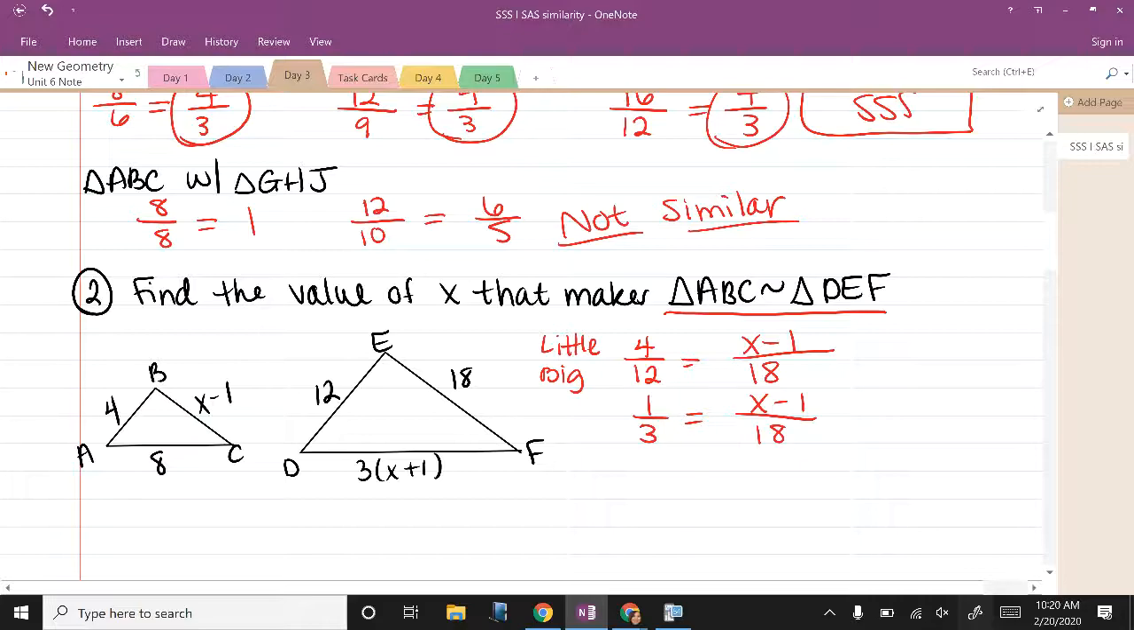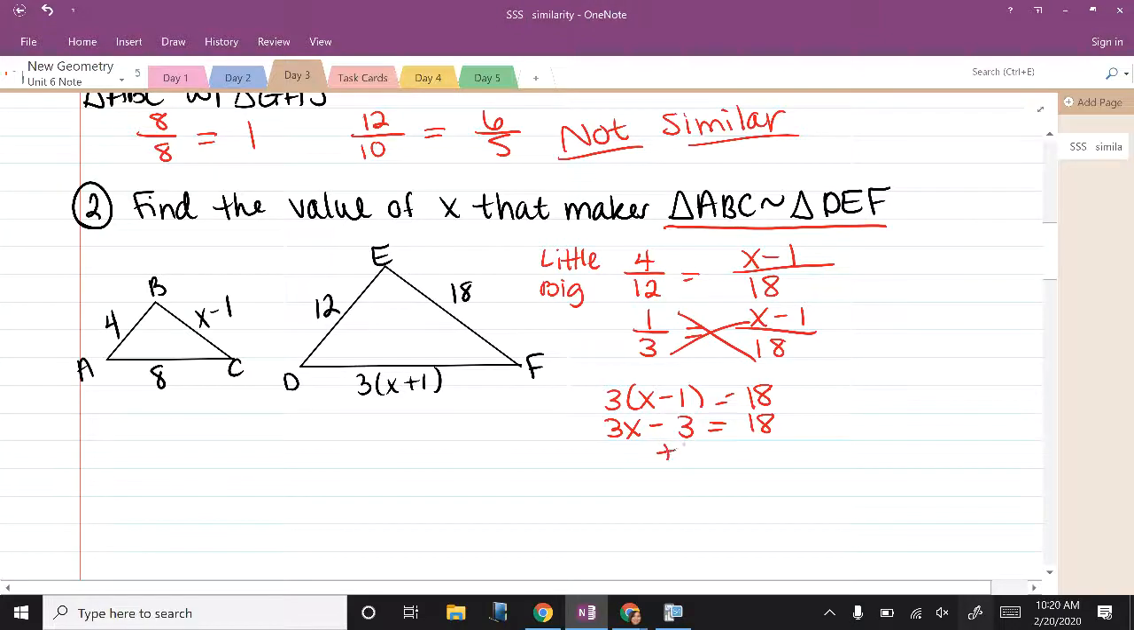Okay, and then cross multiply, so we'll have to distribute there. 3 times x minus 1 equals 1 times 18, which is 18. So 3x minus 3 equals 18. Add 3. 3x equals what? 21. Divide by 3. X equals what? 7.